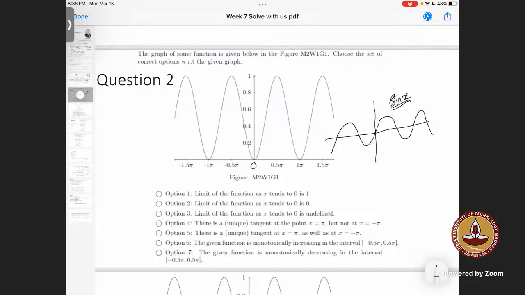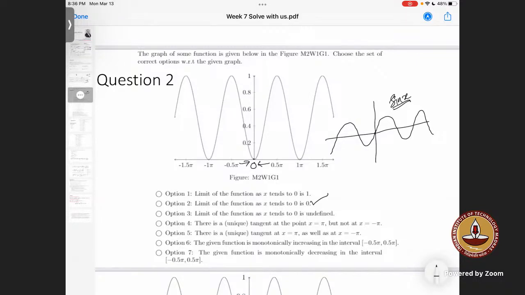We will analyze option by option. Option 1 says the limit of the function as x tends to 0. So x tends to 0 means you have to approach 0 from both the right-hand side and the left-hand side, right? Either way you approach, the limit value is tending to 0. So, sorry, option 2 should be correct: the limit of the function as x tends to 0 is 0. Is that clear? Yes, sir.